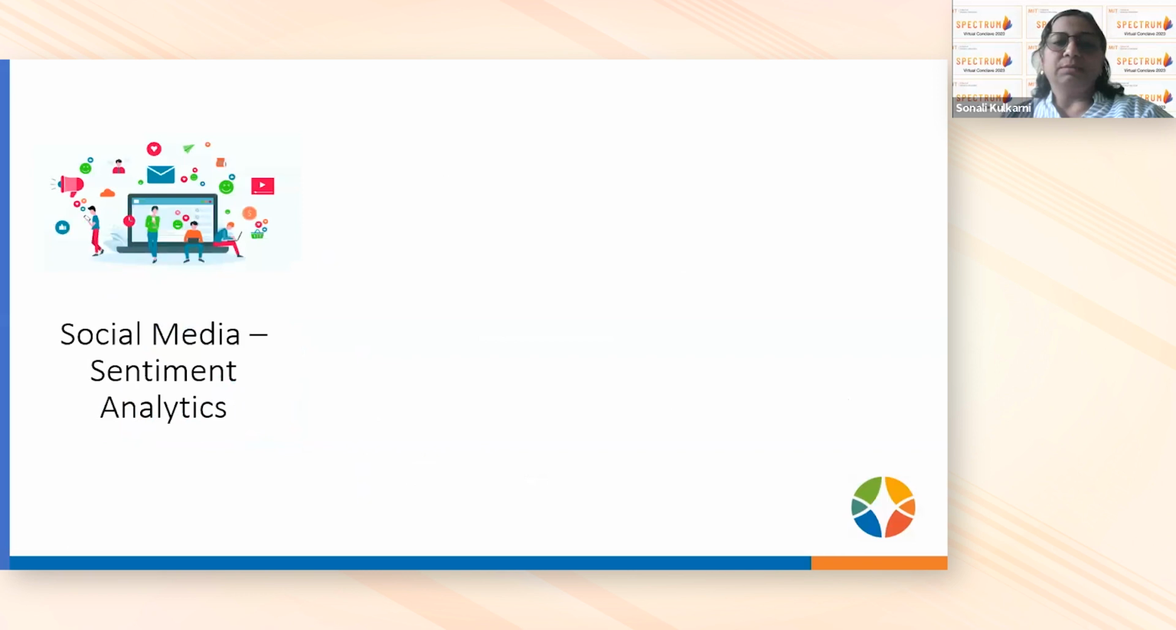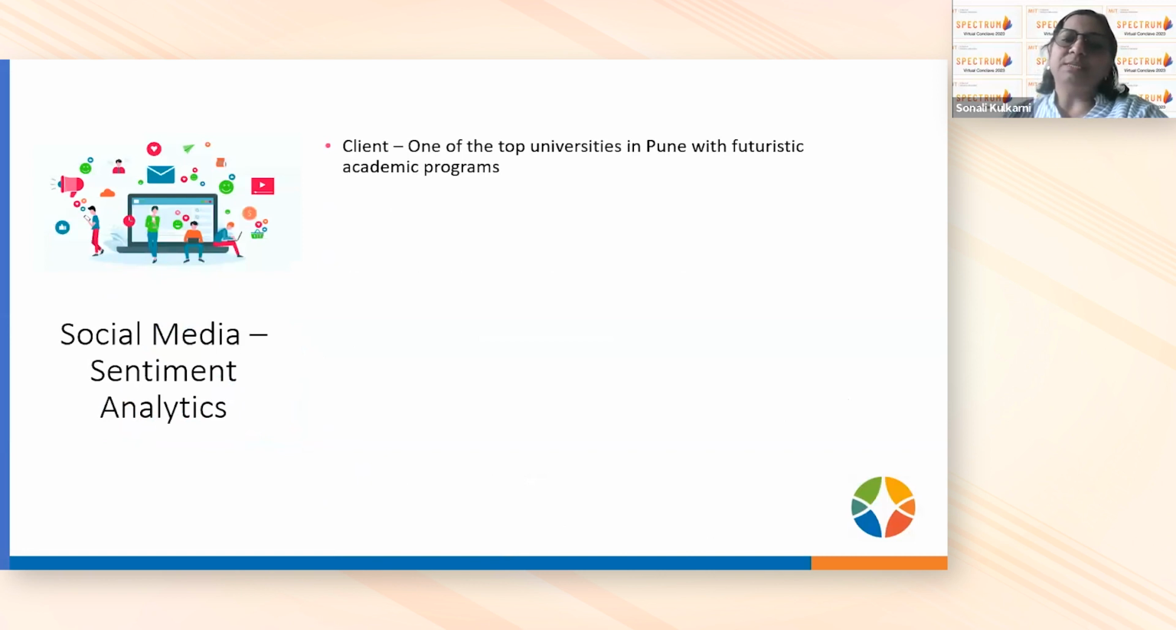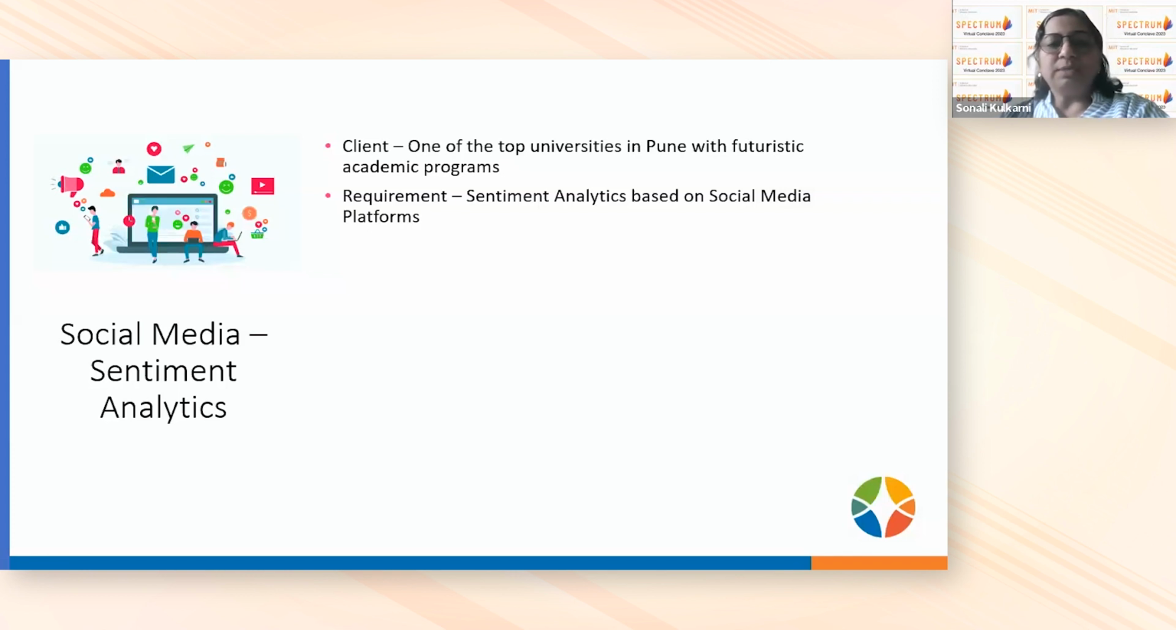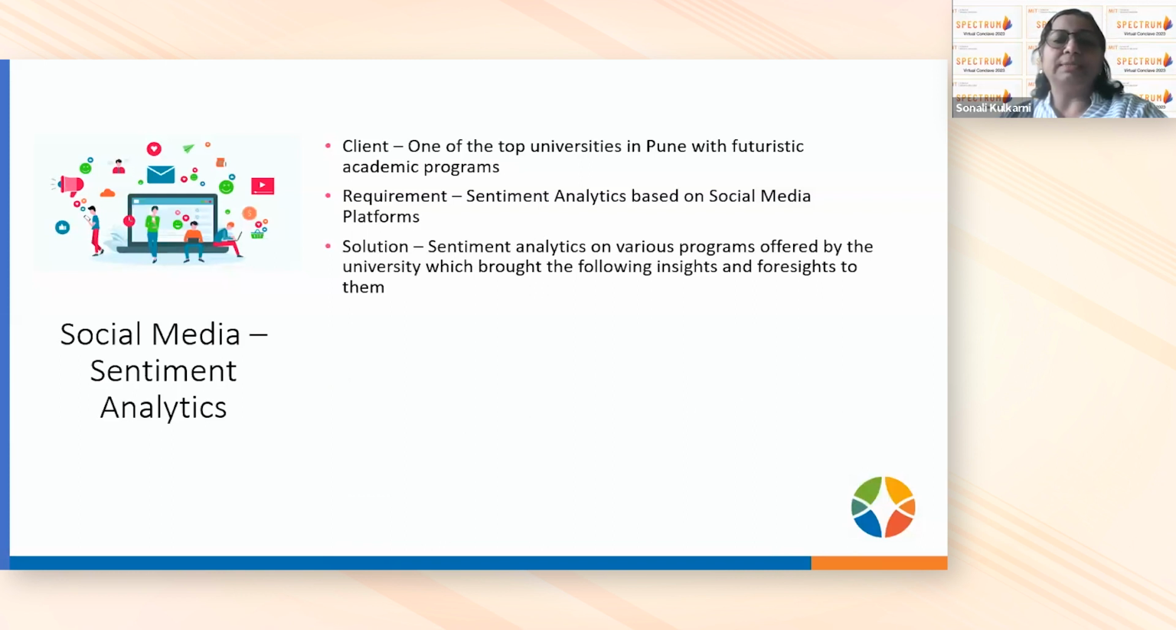Moving to the next use case, social media sentiment analytics. This was the solution given to one of the top universities in Pune, just like MIT, for their futuristic academic programs. The requirement was sentiment analytics based on social media platforms. They had given data from their Facebook pages, LinkedIn pages, Instagram, Twitter, and a lot of social media pages that they were maintaining. That data was given to us, and we were expected to perform the analysis, identify the patterns, and come up with sentiment analytics on various programs offered by the university, which brought the following insights and foresights to them.